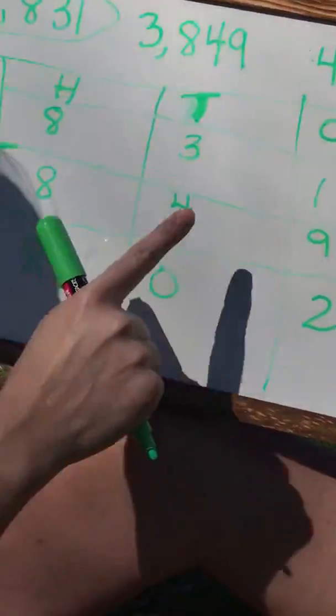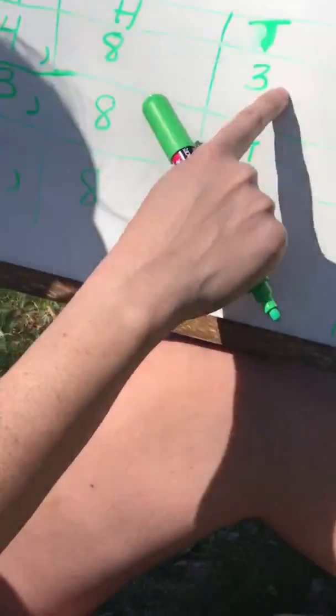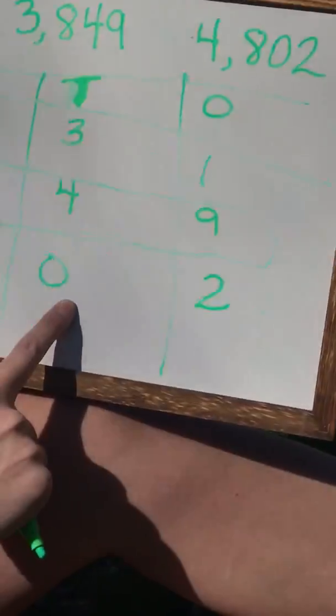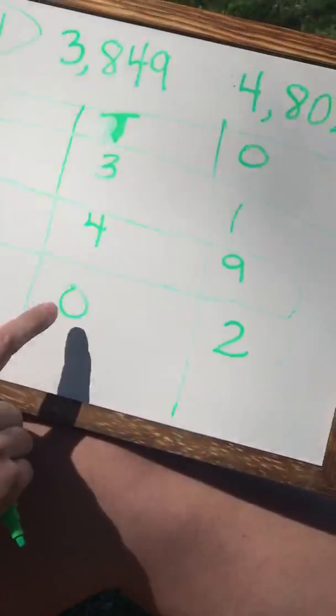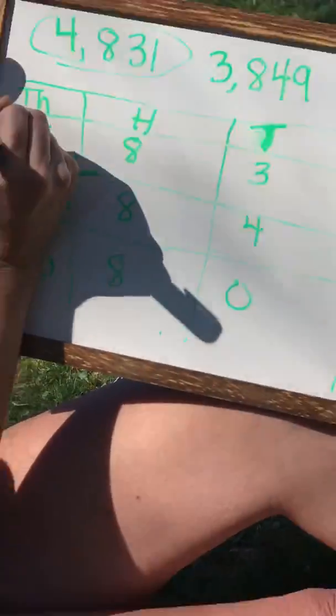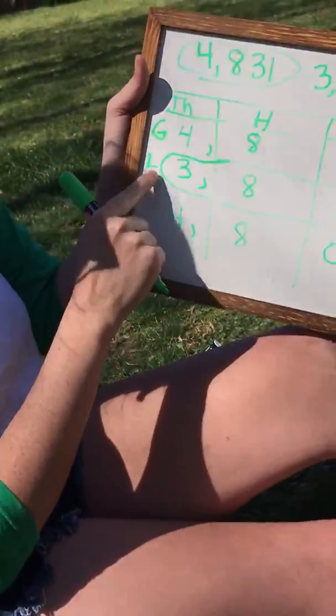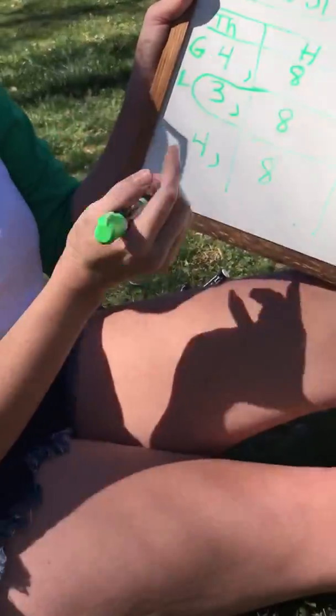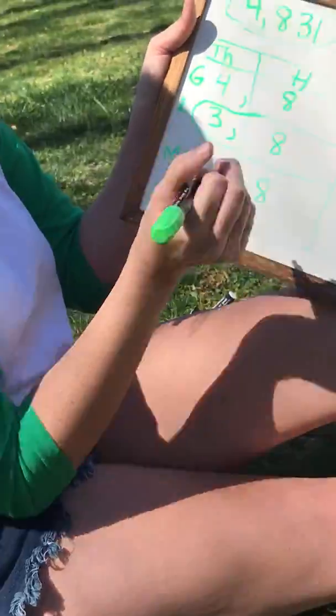That also doesn't help me. I've got to look at the tens. I have 3 tens on the first number and 0 tens on the third number. So now I know that this one is less than this one. This one is my greatest number. So I have least, I have greatest. This one must be in the middle.